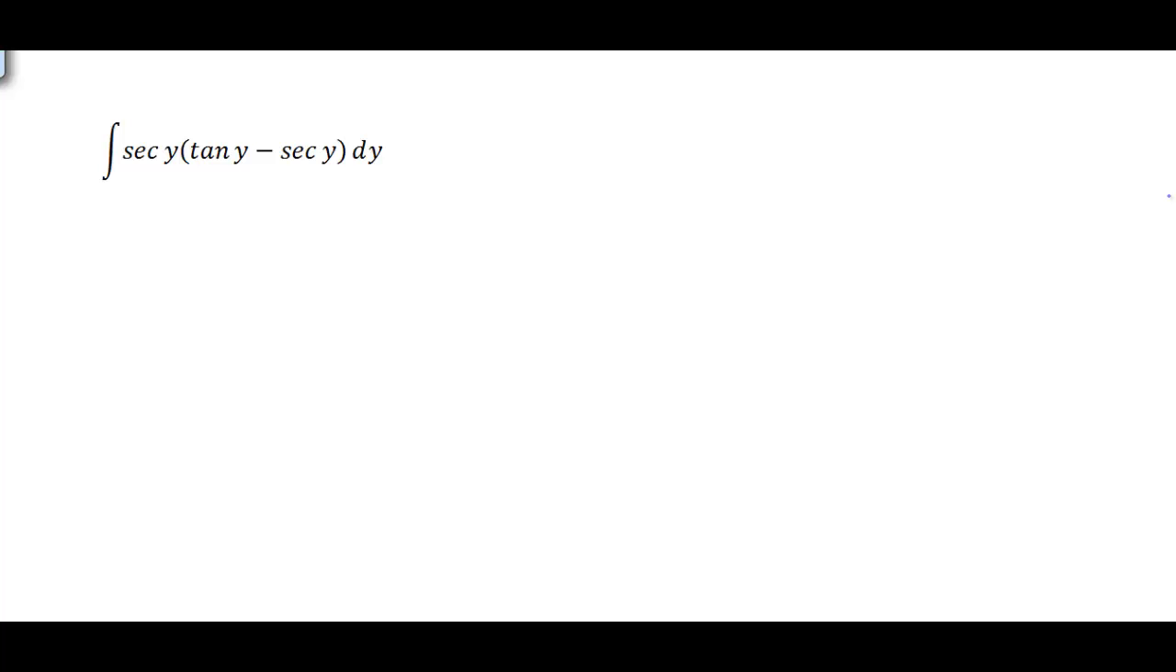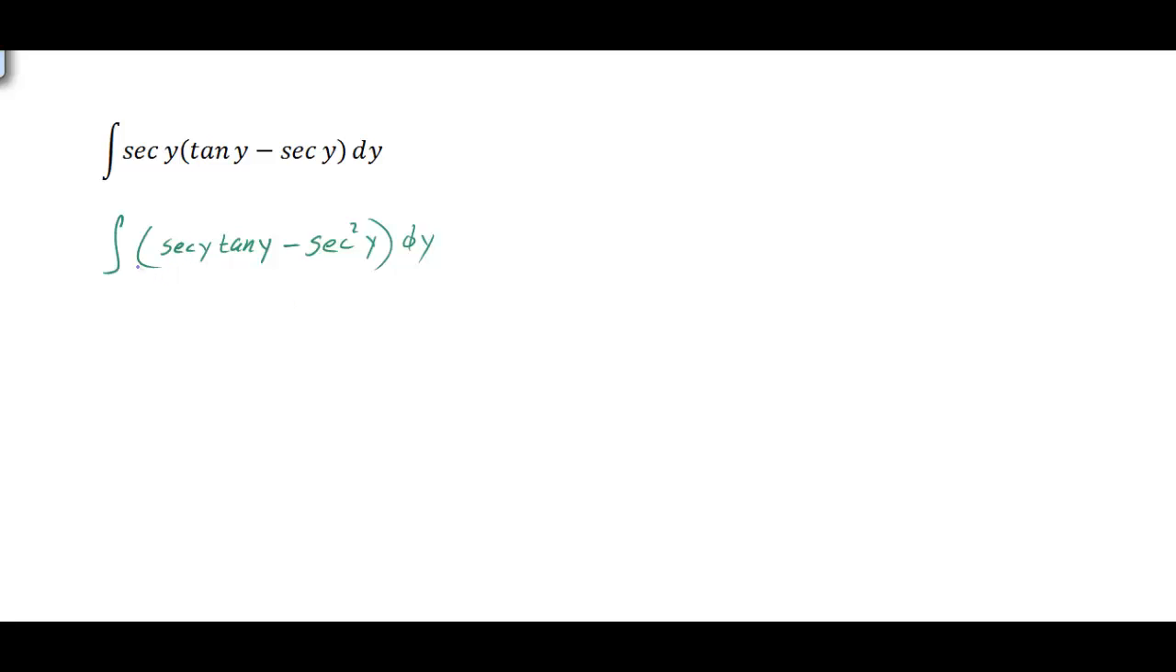All right, here we have secant y, tangent y minus secant y dy. How can we integrate this particular trig integral? We have a product, and we do not have a product rule for integration, so we're going to distribute the secant y. If we distribute, we get secant y tangent y minus secant times secant, which is secant squared y dy. And now we have a form that we can integrate.